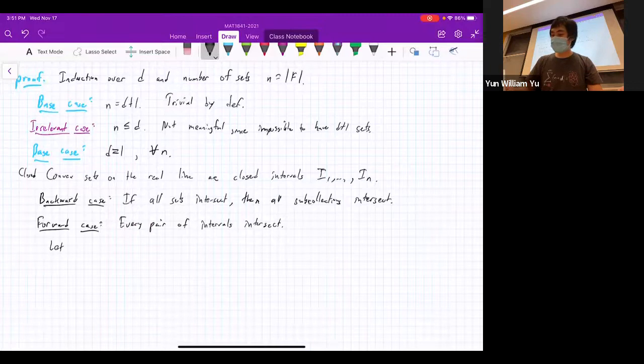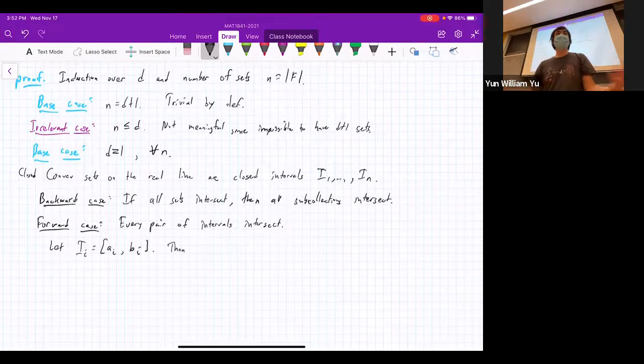Okay, so if we let I sub i, we can write each of these out explicitly as [a_i, b_i]. Then we can explicitly give the intersection of all these sets, right? What is the intersection of a bunch of intervals? Yeah, so just the max on the left and the min on the right.